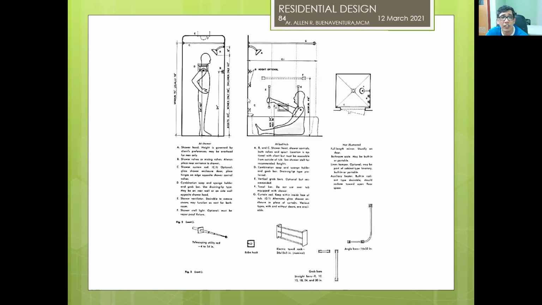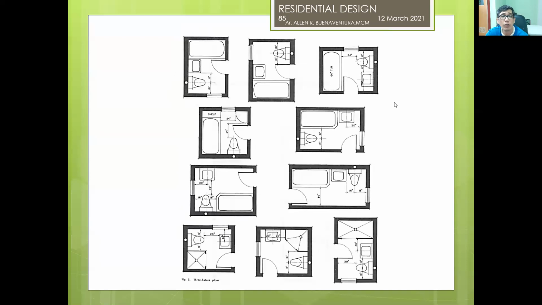So these are shower activities. These are commonly seen in toilets: the telescopic utility rod for hangers of towels. These are the robe hangers or robe hooks, or the towel rack, warming towel rack. These are angle bars, shower cubicles. These are common configurations of toilets. Three fixture plan: water closet, lavatory, and shower.